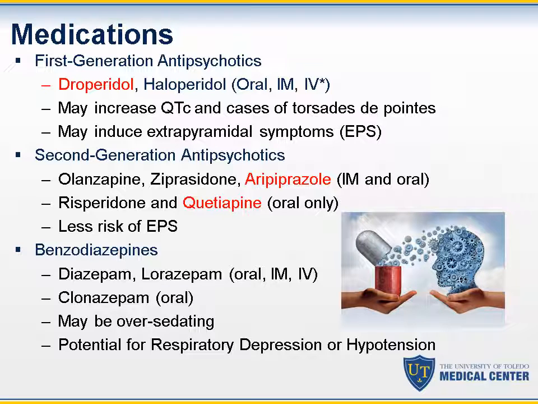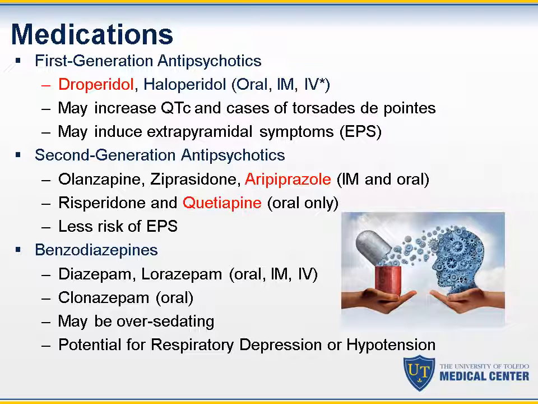For the oral second generation antipsychotics, we have risperidone and quetiapine. Quetiapine is in red because it has a high risk of orthostatic hypotension, especially in patients that are volume depleted. So again, not a good choice for the emergency department, but risperidone seems to have a good use. There is less risk of EPS with the second generation antipsychotics.